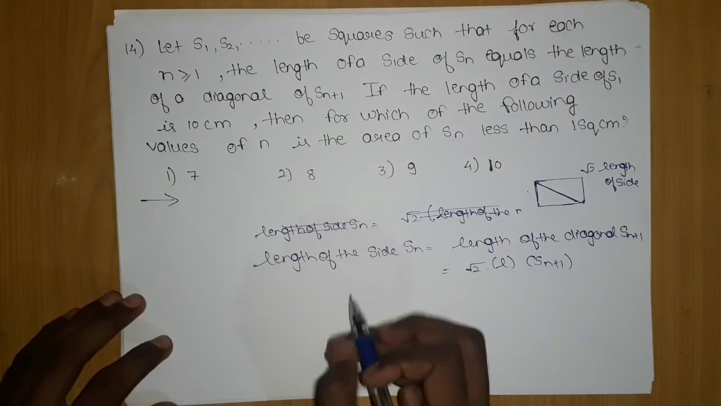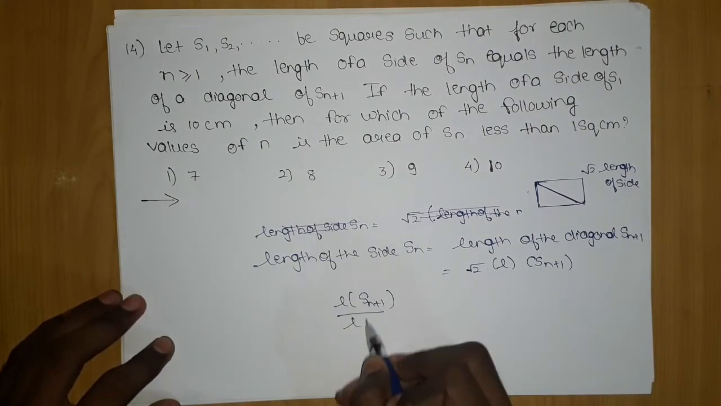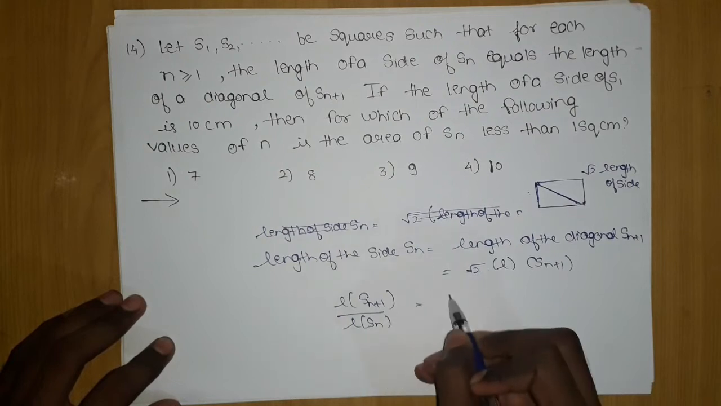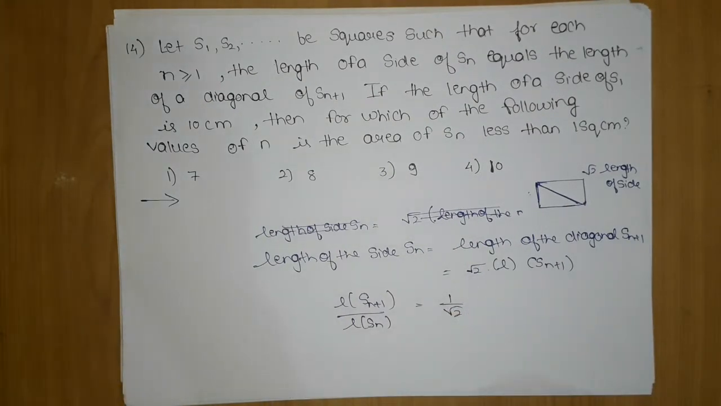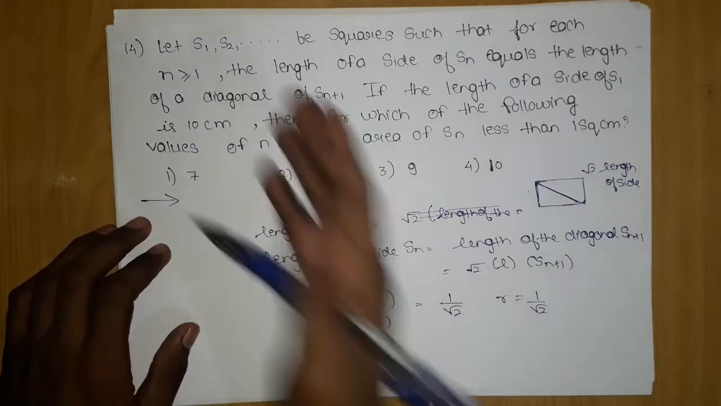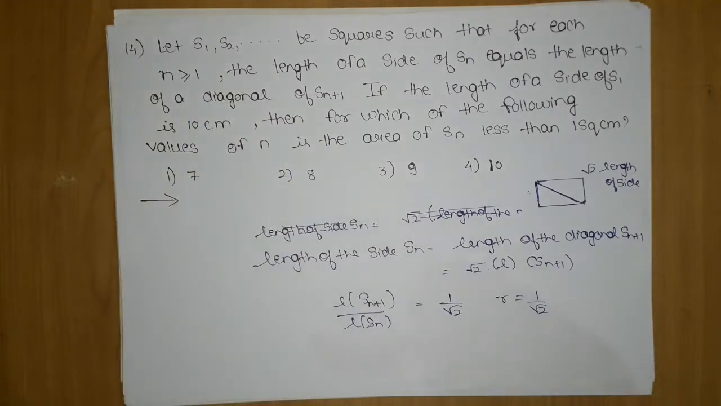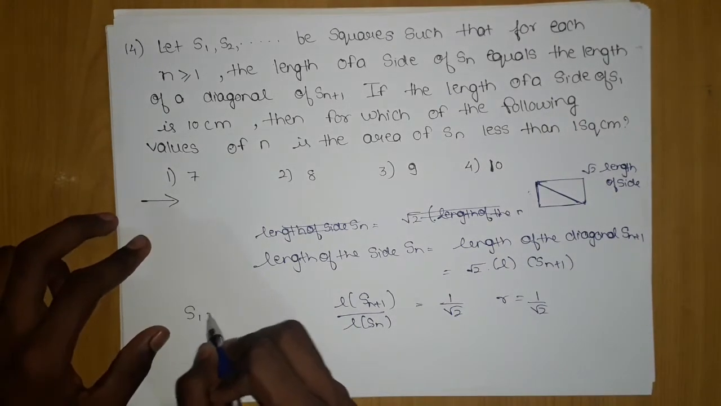So length of side Sn plus 1 upon length of side Sn is equal to 1 upon root 2. So b upon a, just take the bigger term upon the smaller term, it is nothing but r. So we got the r of the GP which they were telling, the common ratio. So we know that S1 is 10.